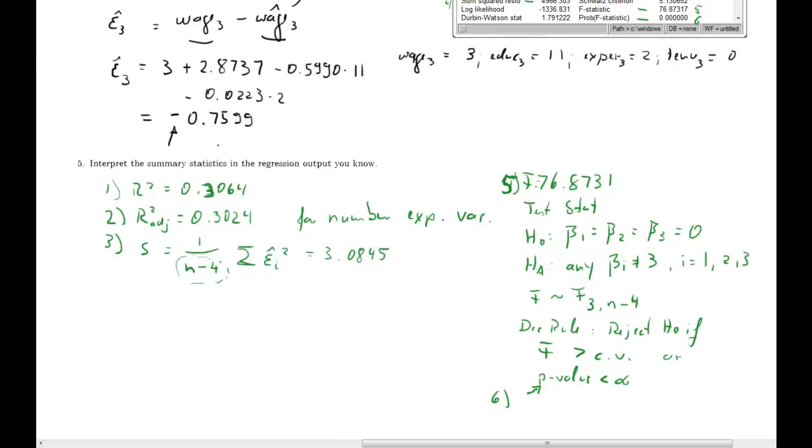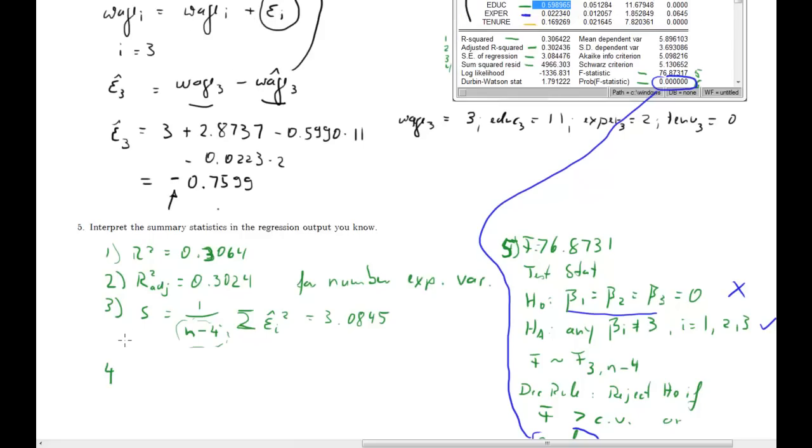So that value, let me use a different color, this value here is this value. Now that is extremely small, in fact it's virtually zero. That means whatever alpha we use, any reasonable alpha we use, we would reject this null hypothesis. So this would be rejected. This one seems to be the appropriate description of the data. So let me get back to number 4.